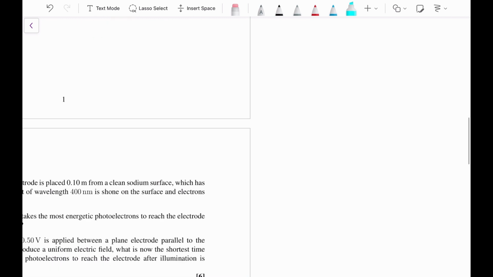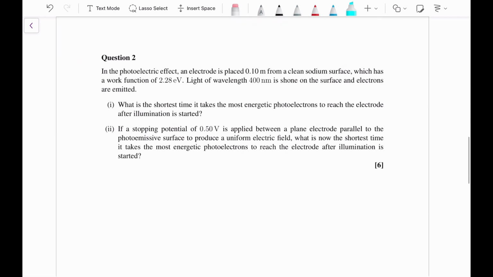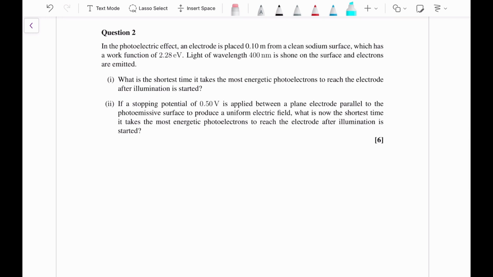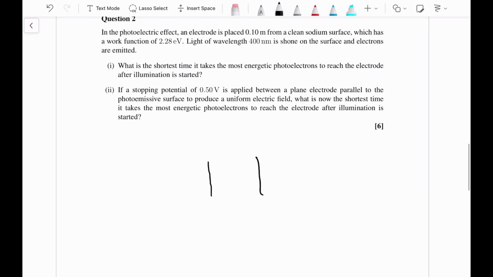Now let's see the second question over here. In the photoelectric effect, an electrode is placed 0.1 meter from a clean sodium surface, which has a work function of 2.28 electron volts. Okay, so it looks something like this. This is the sodium surface, and then over here it says an electrode. It doesn't say what kind of metal, but the basic idea is this. I suppose it's connected to a circuit. I won't draw the full system first. So this is the idea.